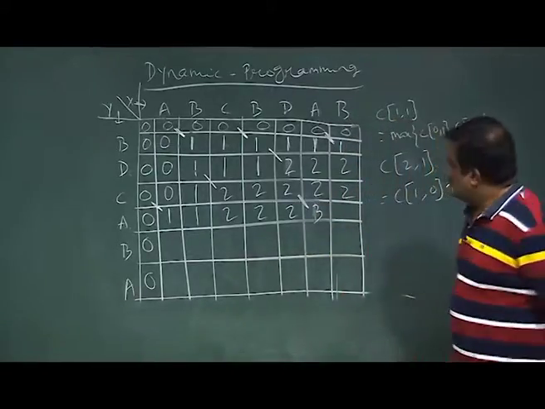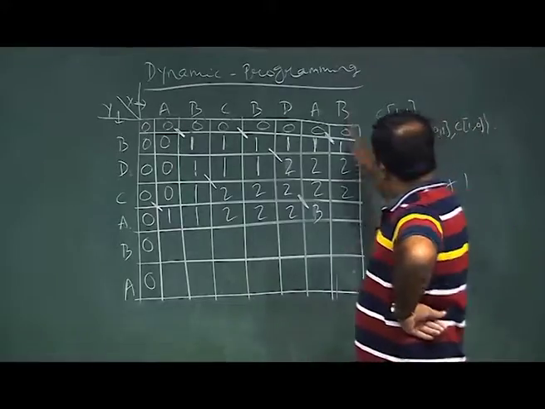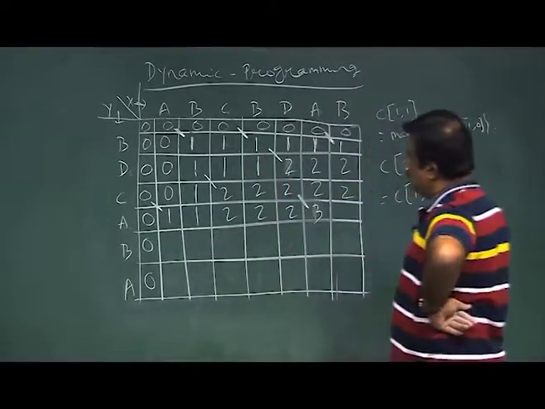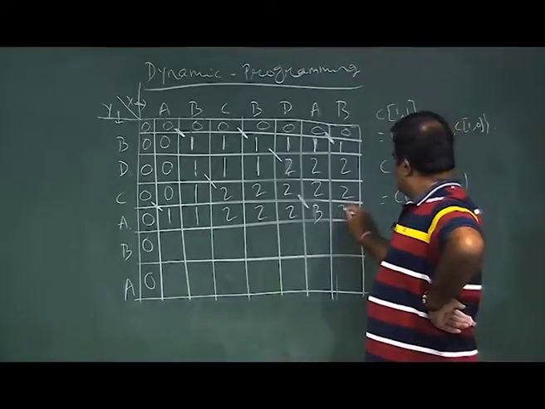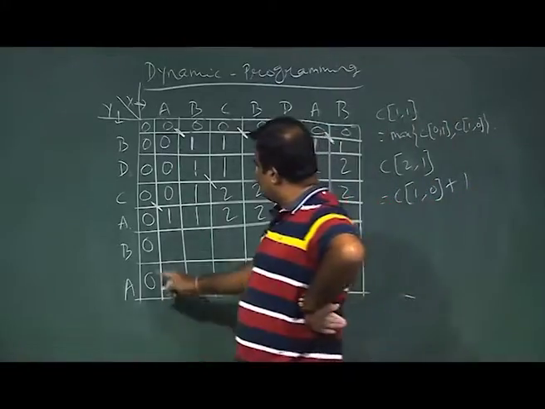Okay. So now these and these are different, so it will be the maximum of these two, 3. So we continue like this.